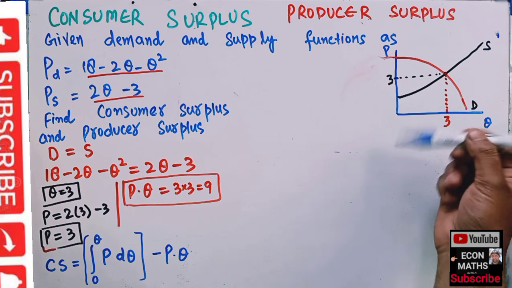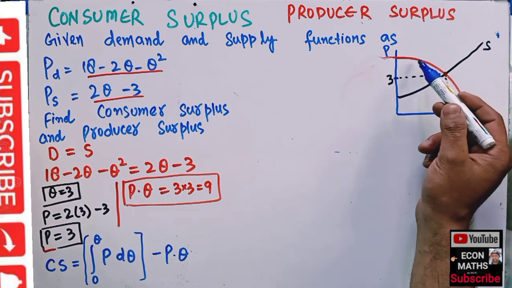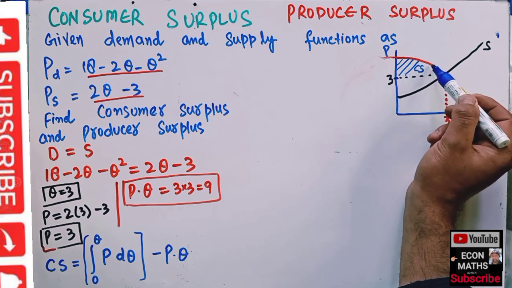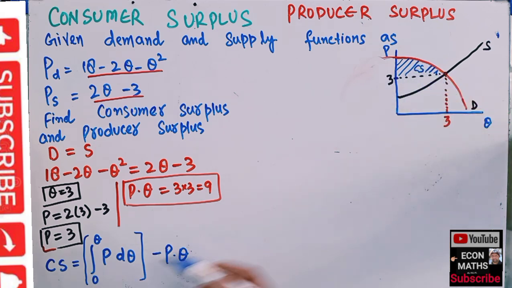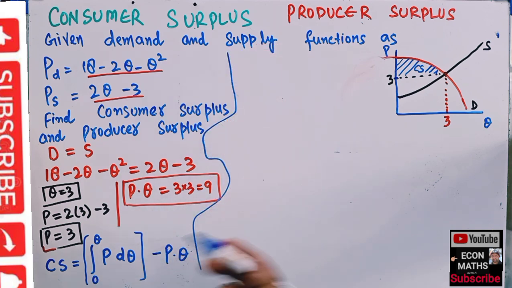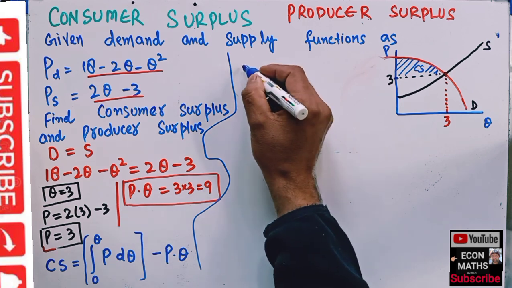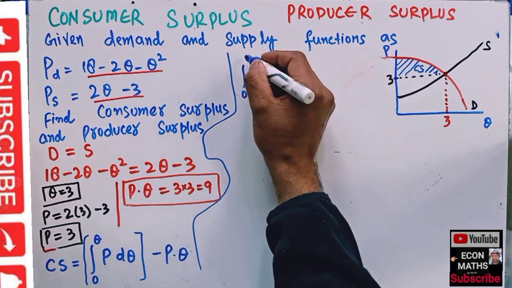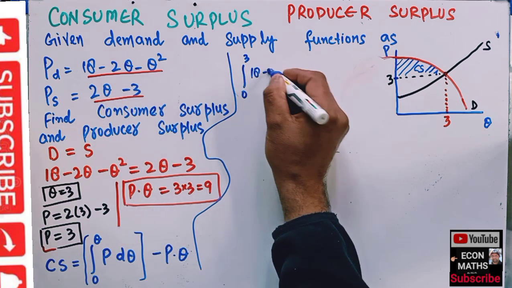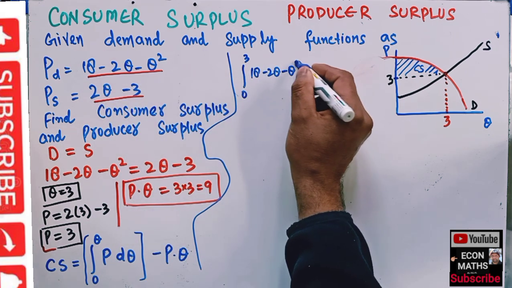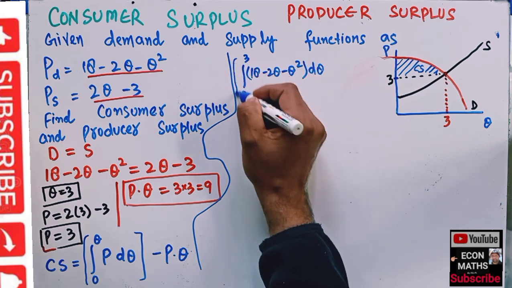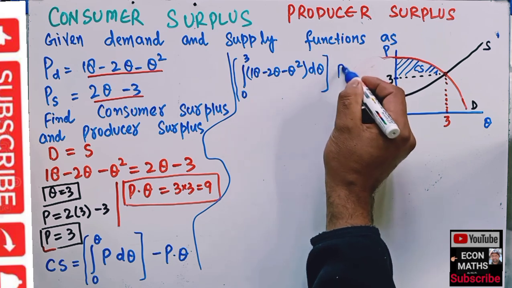Consumer surplus is the area which is above the equilibrium price and below the demand curve. That means this area will be our consumer surplus. So this is the formula for calculating consumer surplus. Now let's plug the values here. We have 0 to equilibrium quantity, which is 3. Then we integrate the demand function, that is 18 minus 2Q minus Q square, with respect to Q, and from this we need to subtract the total expenditure, that is P into Q.